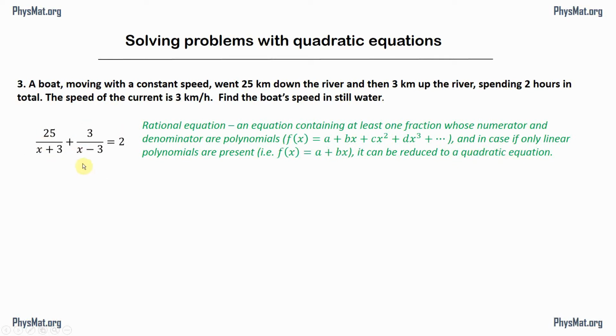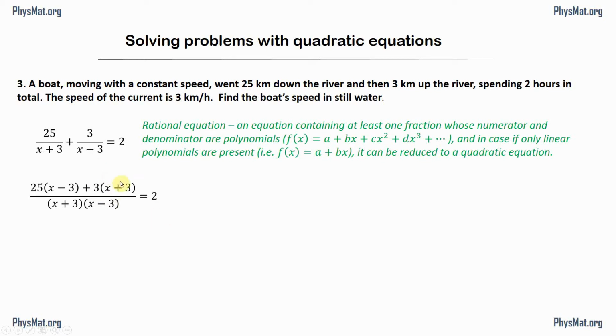Indeed, when you simplify this expression, the highest power of x which will emerge will be the second power. So you will not get a third or fourth power of x here. This kind of rational equation containing numerators or denominators linear with respect to x can always be reduced to a quadratic equation. So now let's solve it.